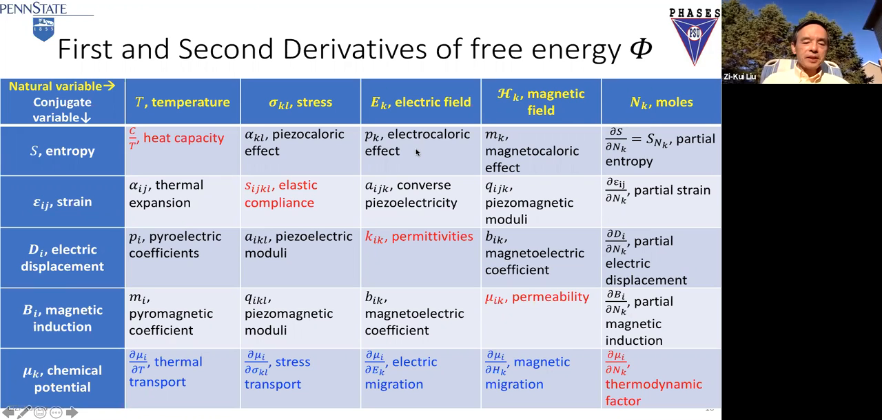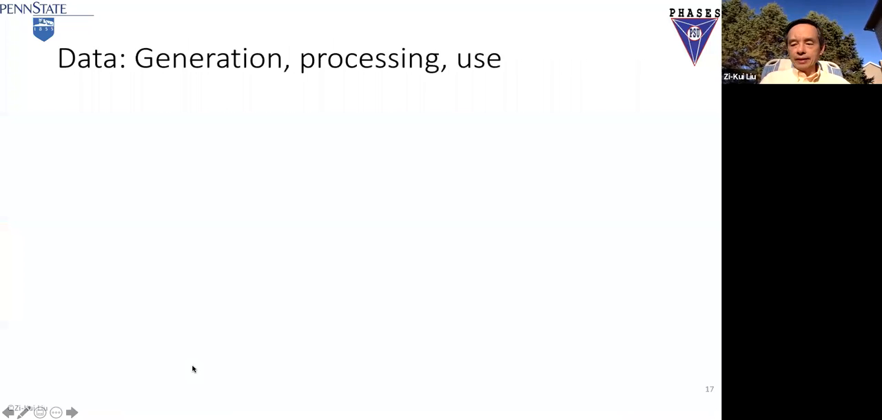Okay. So that means as soon as we get this kind of function, we can predict all kinds of properties. For example, we are working on this one. You think about the electron transport and temperature gradient, that's thermoelectricity. So a lot of properties we can use. Okay, so we need data, right? We need data generation, we need to process the data, and we need to use the data.